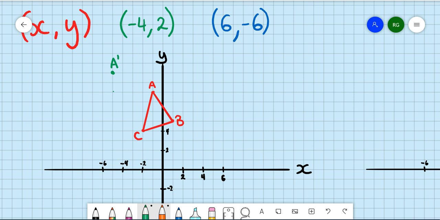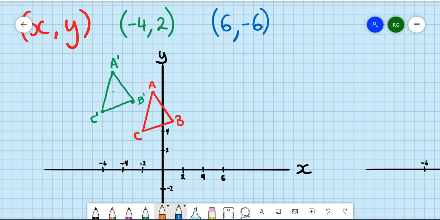The same principle happens for B. We move along to the left 4 positions because we're going in the negative direction. 1, 2, 3, 4, and up 2. So this is my B point. And same with the C. 1, 2, 3, 4, 1, 2. With my new points, I can draw a dot to dot like in the last lesson. And there is the exact same triangle, just translated 4 to the left and 2 up.